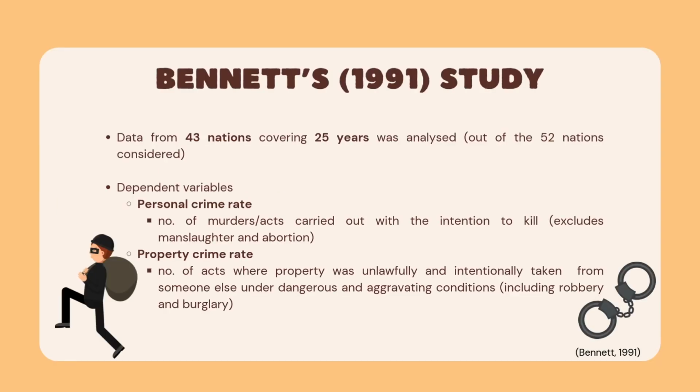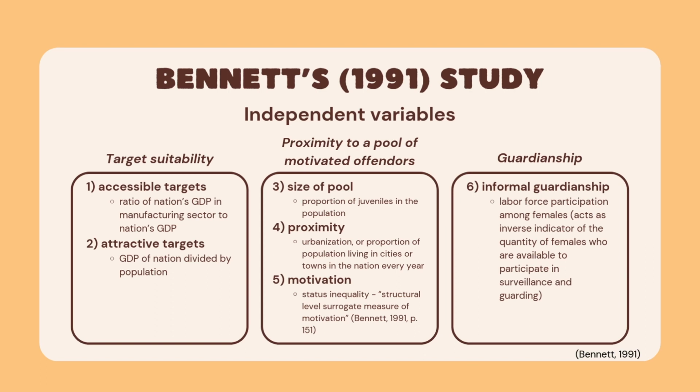Data from 43 nations covering 25 years was analyzed. Personal and property crime rates were the dependent variables. There were 6 independent variables, namely accessible targets, attractive targets, size of pool, proximity, motivation, and informal guardianship, that were constructed based on the 3 factors: target suitability, proximity to a pool of motivated offenders, and guardianship. The way the variables were defined can be seen here.